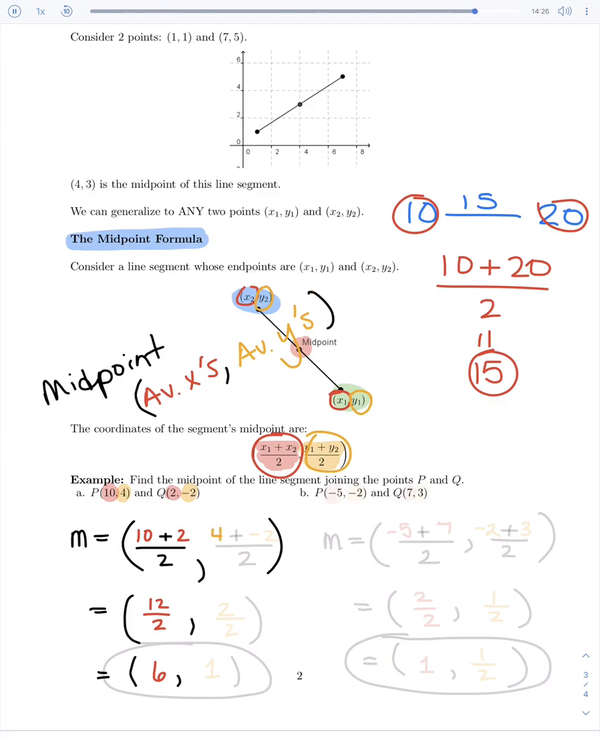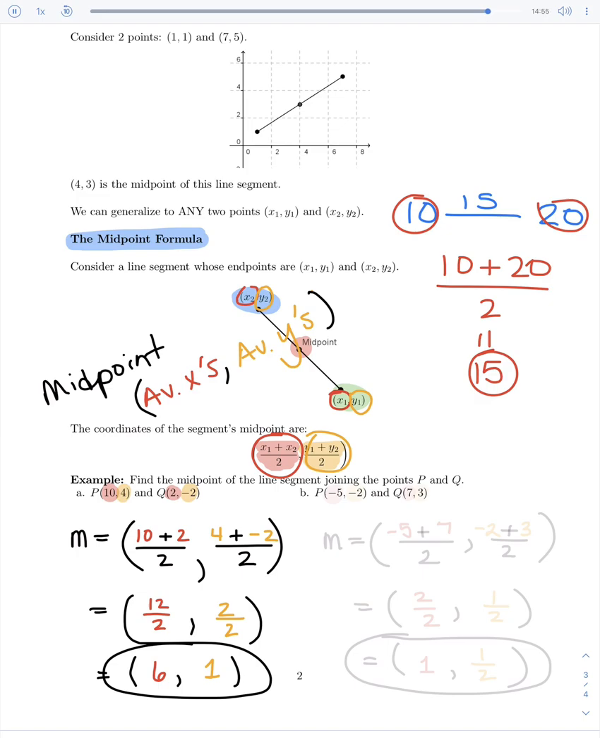So 4 plus a negative 2 divided by 2. Well, first of all, the top says 4 plus negative 2, which is a positive 2. Divided by 2 will just give us 1. So our midpoint is another point. It's the point 6, 1. And that's our final answer. Let's take a look at B.